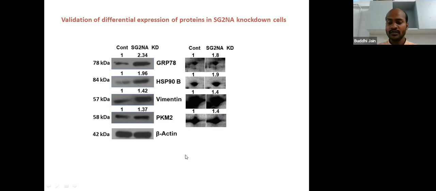Further, we want to confirm that upon depletion or knockdown of SG2NA, there is an induction of ER stress and activation of various UPR signaling.